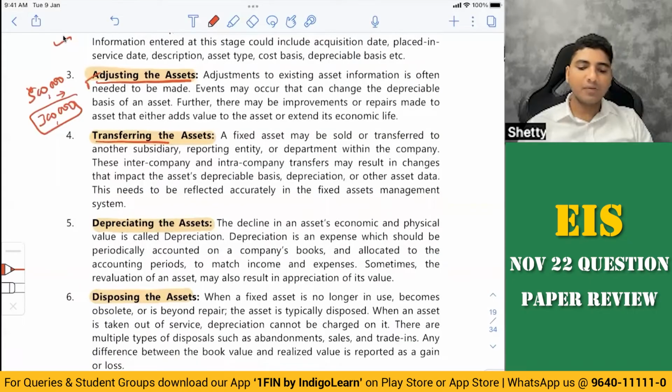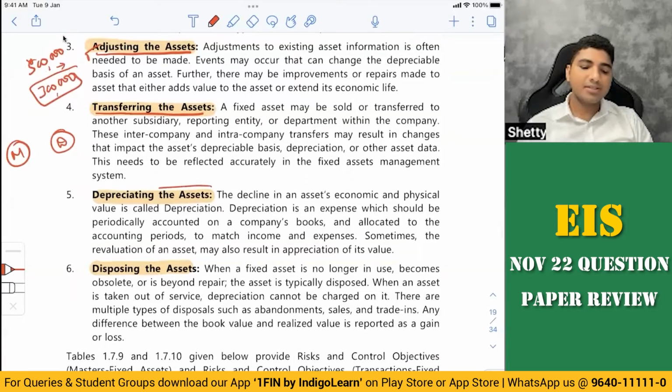Next, the fourth requirement. Let us say I have 2 offices, one in Mangalore and one in Delhi. Now, from my Karnataka office, if I'm transferring my vehicle to Delhi, I want to remove it from my books and bring it into my Delhi branch books. That process is also followed in the fixed assets process.